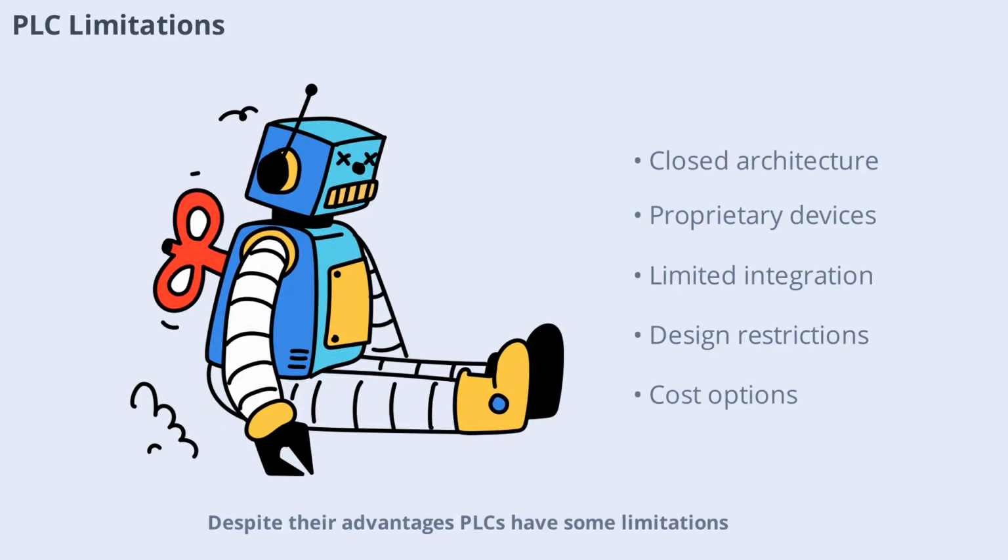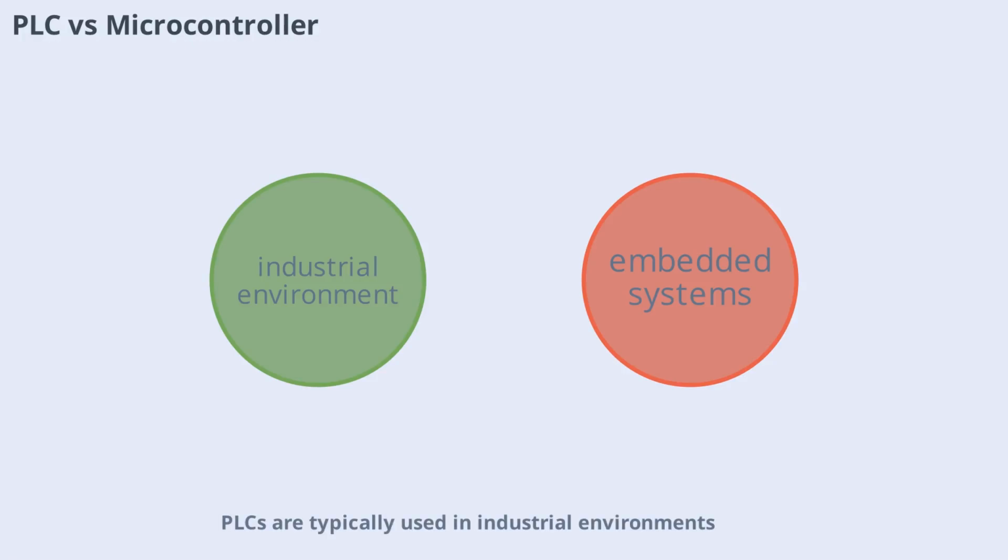Despite their advantages, PLCs have some limitations. Most PLCs use closed architectures, meaning parts and software from different manufacturers can't be easily combined. This limits design and cost options. PLCs are proprietary devices, which can restrict flexibility in system integration compared to open architecture microcontroller systems. PLCs are typically used in industrial environments, while microcontrollers are suited for embedded applications.